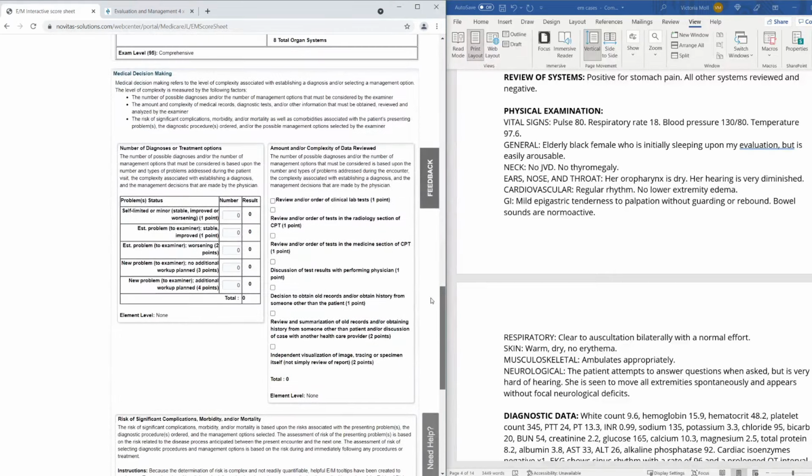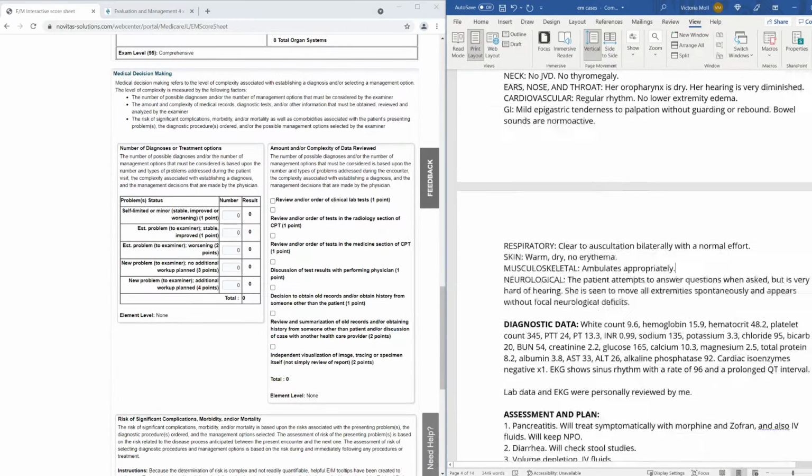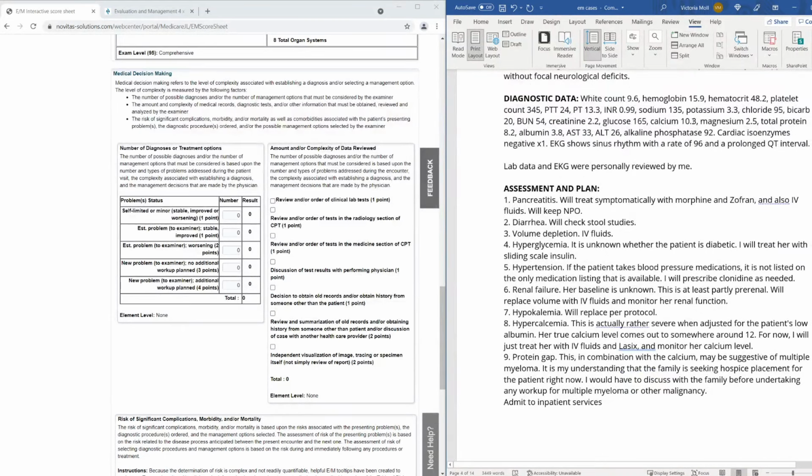Now, down to our medical decision making. Here we go. So we have some labs here. And it says also here an EKG shows normal sinus rhythm. And it says lab data and EKG were personally reviewed by me, which I like because that's very helpful.